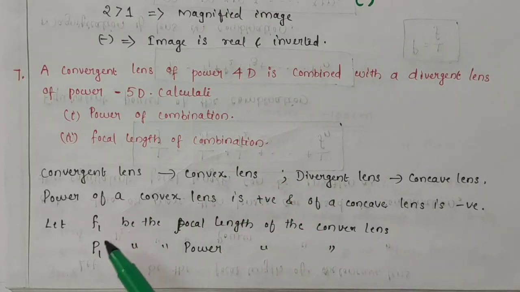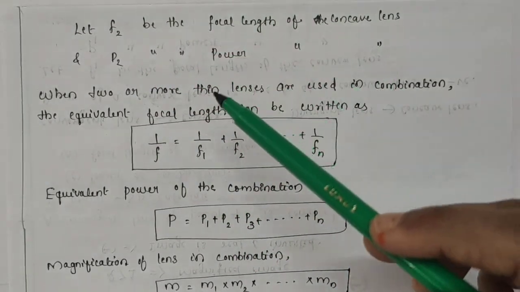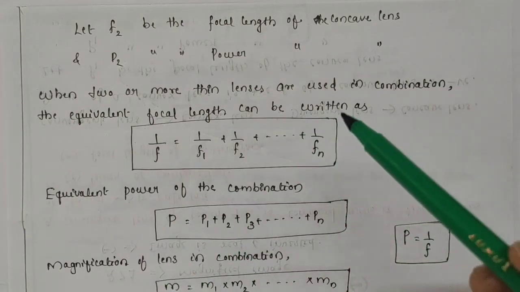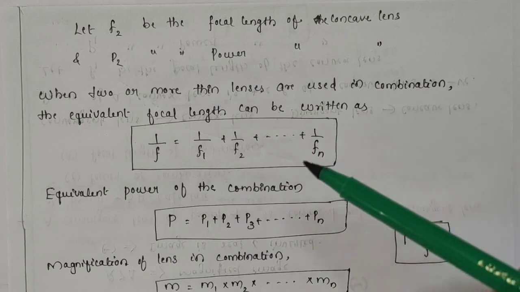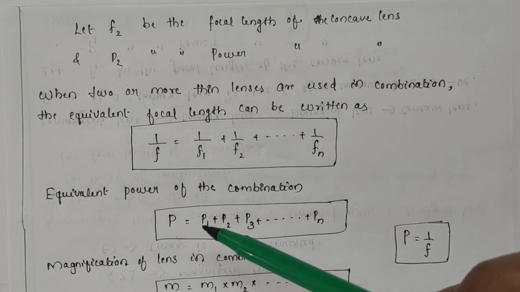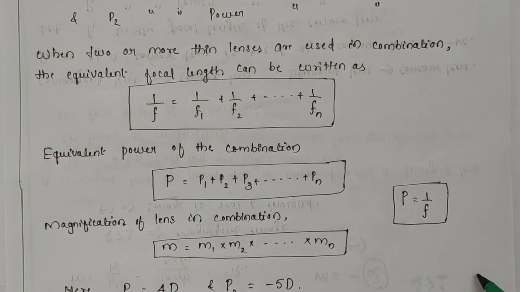Let F1 be the focal length of the convex lens and let P1 be the power of the convex lens. And let F2 be the focal length of the concave lens and P2 be the power of the concave lens. When two or more thin lenses are used in combination, the equivalent focal length can be written as 1 by f is equal to 1 by f1 plus 1 by f2 plus etc. plus 1 by fn. Similarly, the equivalent power of the combination can be written as P is equal to P1 plus P2 plus P3 plus etc. plus Pn if there are n lenses combined together.